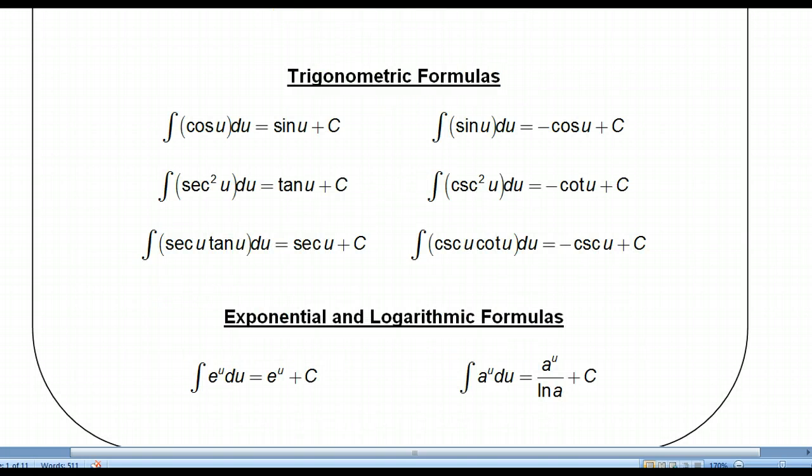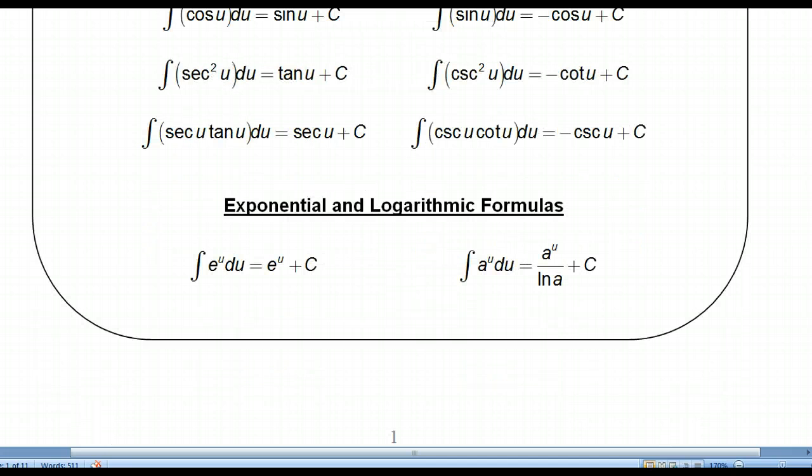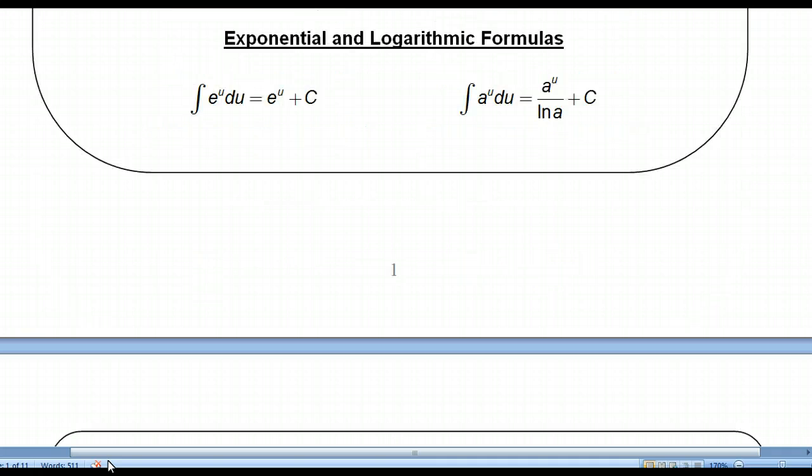The trig formulas you need to know, mainly the cosine, the sine, and the secant squared, but the other ones may show up. It's just those three are often the ones used most often. And then usually for exponential, I'll just give you e to an exponent. There were other ones, but I'm not going to test you on those.